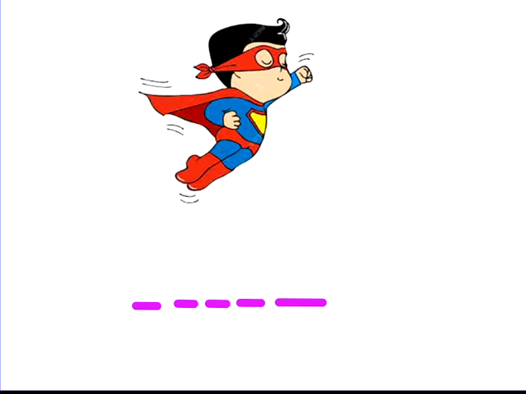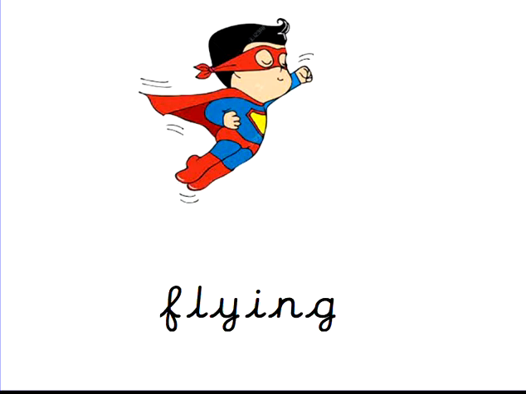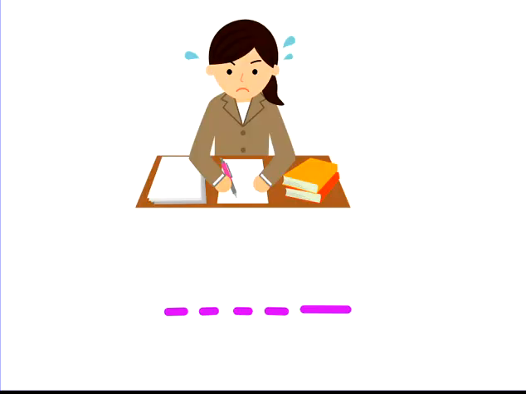You're going to add letters to it to make it become flying. Present tense verb. The boy is flying now. Fly. Flying. Flying. That's it, well done. F-L-Y-I-N-G. Great work.